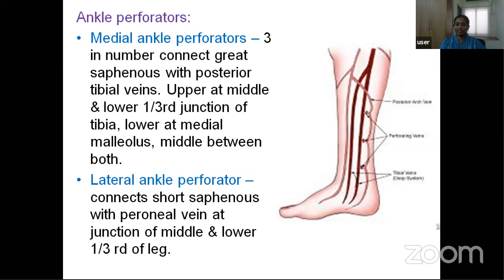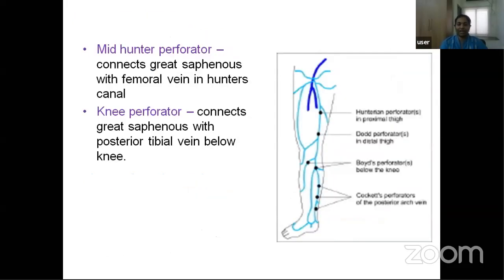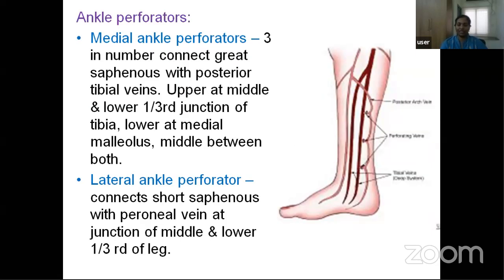So what is the function of the perforators? The perforators are always taking the blood from the superficial to the deep. And as we told, we have one perforator in the thigh called the mid-hunter perforator, one perforator at the region of the knee called the knee perforator, and then we have the ankle perforators, 3 on the medial side and 1 on the lateral. So these are the different perforator positions that we have in our lower limb.